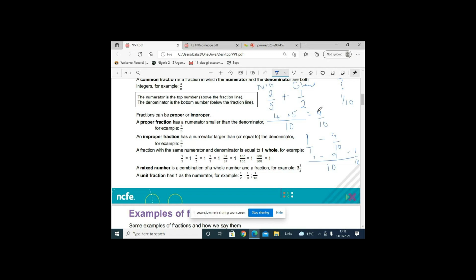So 1 minus 9 is 1. Sorry, this one, 10. Because 1 in 10. 1/10 is 1 in 10, yeah. 1 in 10 is 10%, isn't it? That's 10%. 1/10 is like 10/100. That's 10%.